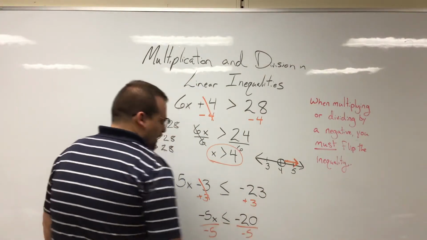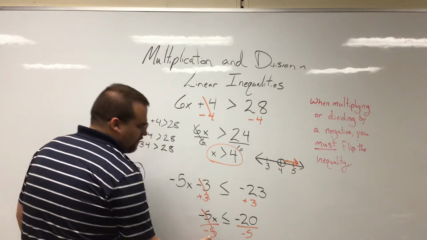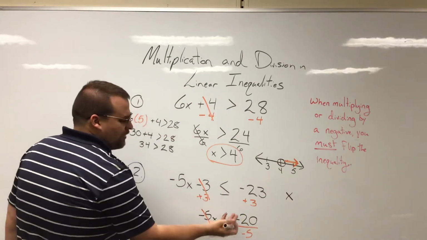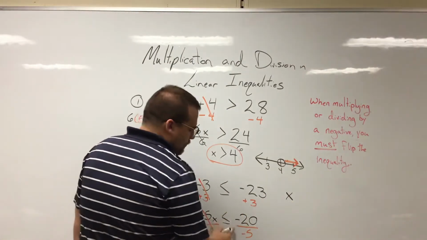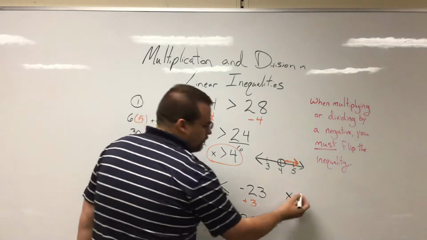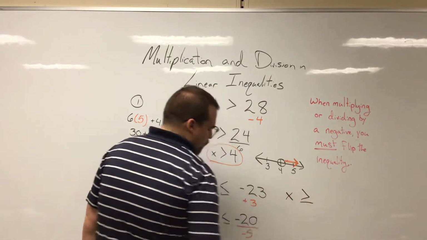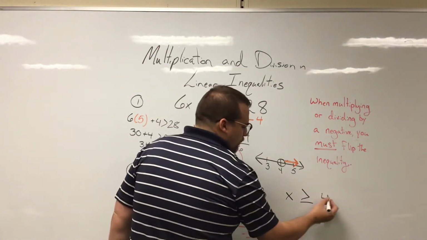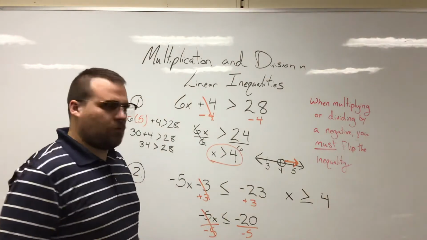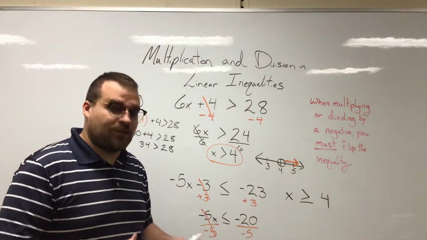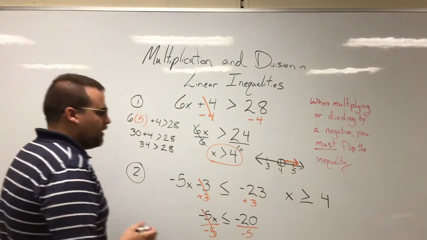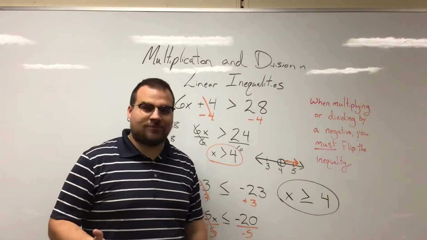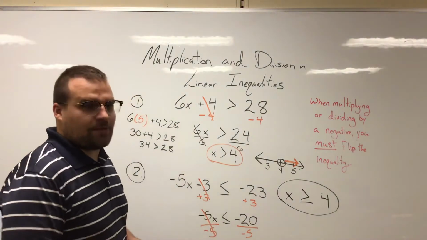So since I am dividing by this negative, these negative 5's cancel out. It leaves me with just x. My inequality must flip, it must turn around. It has to go from a less than or equal to a greater than or equal to. And then negative 20 divided by negative 5, well, that's positive 4. So I have my inequality solved here. X is greater than or equal to 4. Great, wonderful, right? Let's plot this on a number line and then check our answer.